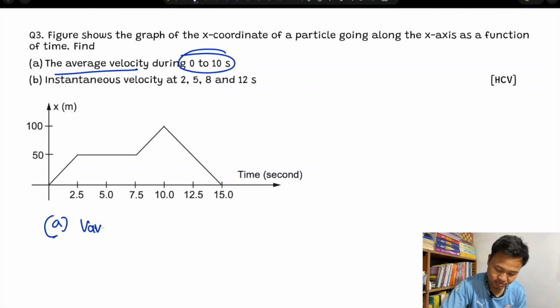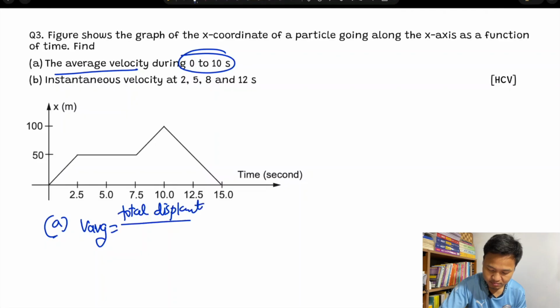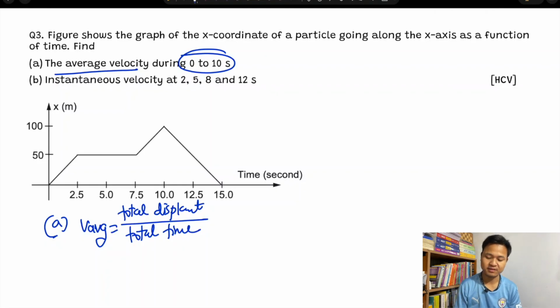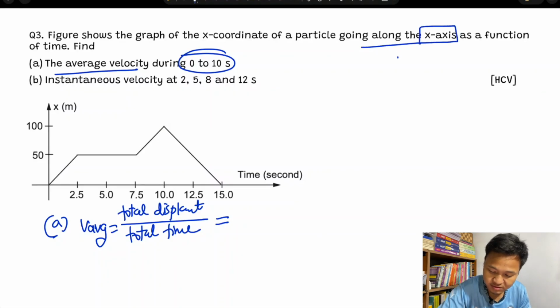Average velocity formula is total displacement by total time. One more thing here: it is going along the x-axis, that means a straight path.